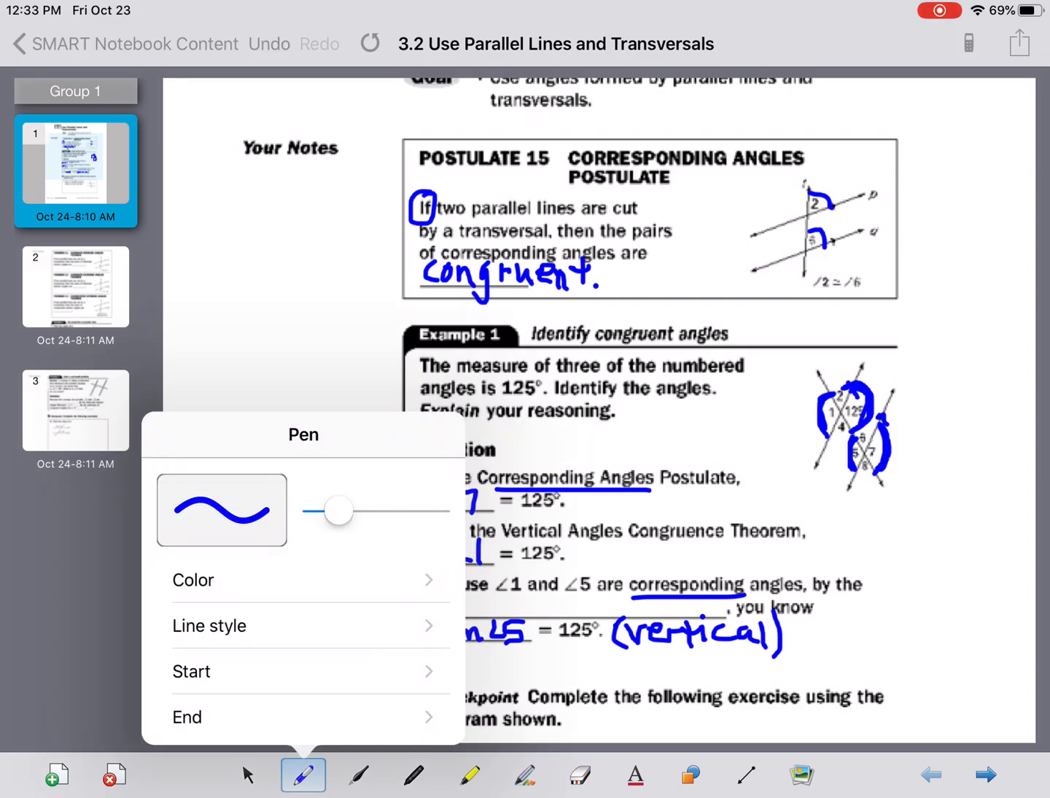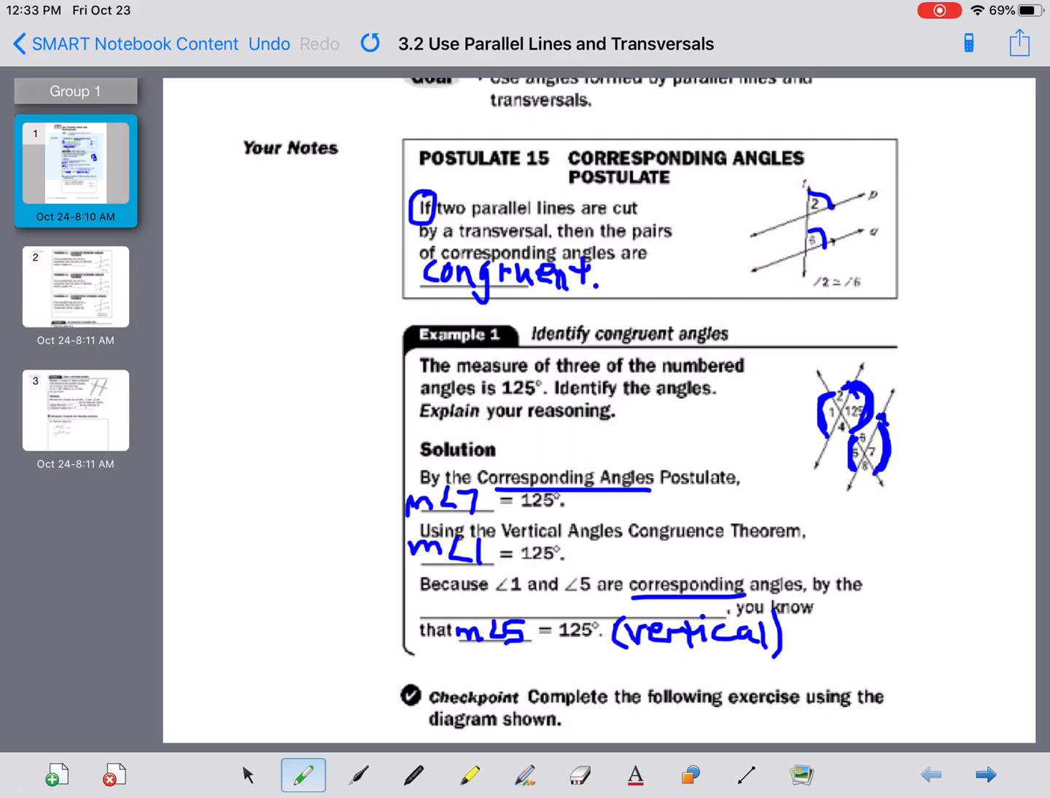I'm curious though, can you tell me what angle 2 is, okay? Don't forget you have that 180 rule, so 180 minus my 125, well that gives me 55, so that means angle 2 is 55. Well, angle 4 is a vertical, so that one's 55. Angle 6 here corresponds to angle 2, so that one's 55. Angle 8 down here is vertical or corresponds with angle 4. That's 55.